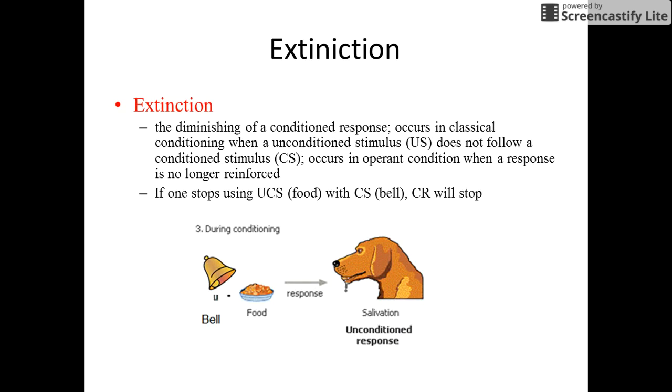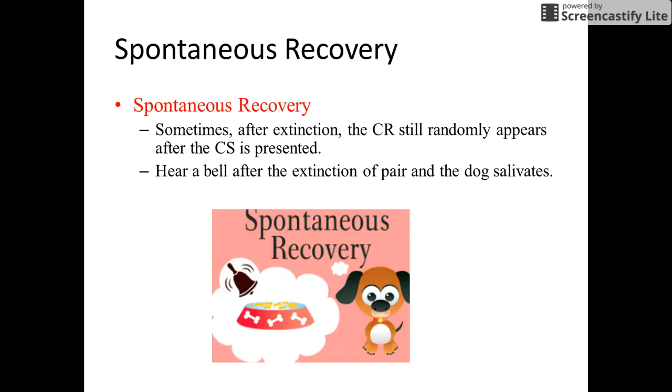Extinction. Extinction is the diminishing of a conditioned response that occurs in classical conditioning when the unconditioned stimulus, the UCS, does not follow a conditioned stimulus, the CS. Okay, when you're no longer connecting those two, you're no longer going to get a response. We'll talk about operant conditioning in the next couple videos. If one stops pairing the UCS, the food, with the bells, you're going to stop getting a response, and that's known as extinction.